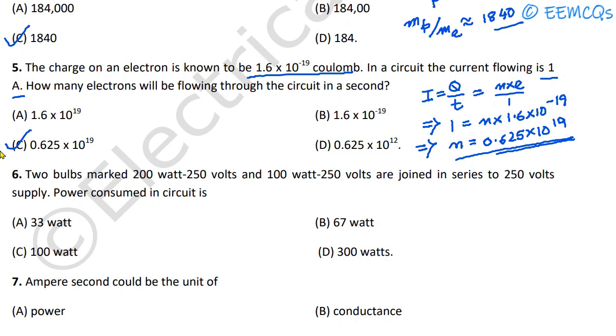Okay. Next question. Two bulbs marked 200 watt 250 volts and 100 watt 250 volts are joined in series to a 250 volt supply. Power consumed in the circuit. So for this, what you have to do? You have to first calculate the resistance of bulb 1 and the resistance of bulb 2. The situation is like this. So you have to calculate the resistance of bulb 1 and the resistance of bulb 2, and the voltage applied given is 250 volts.